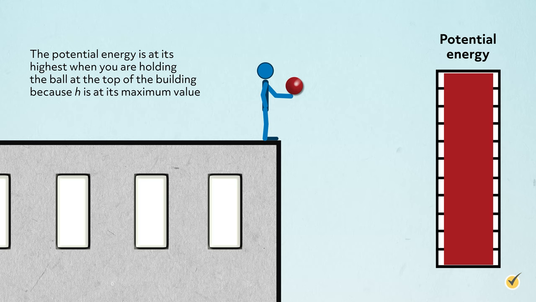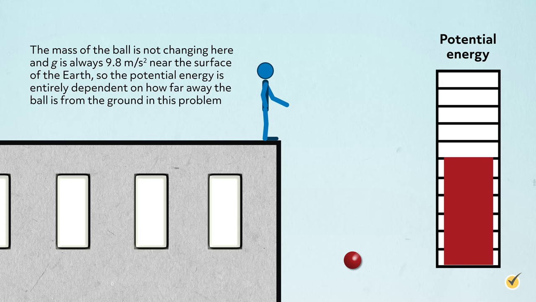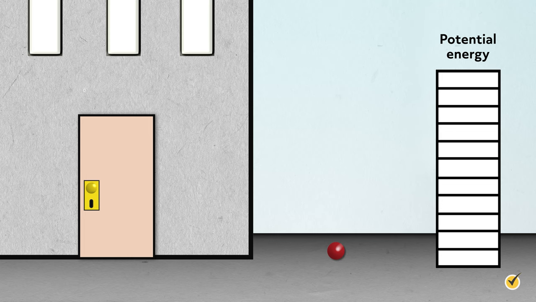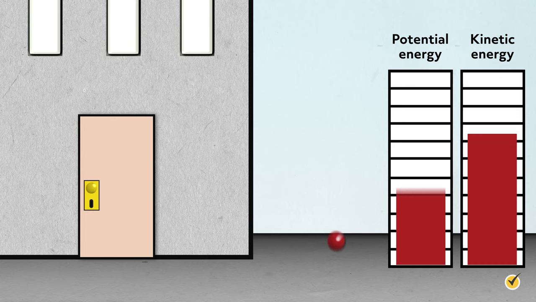The mass of the ball is not changing here, and g is always 9.8 meters per second squared near the surface of the Earth. So the potential energy is entirely dependent on how far away the ball is from the ground in this problem. When the ball hits the ground, it has no more potential energy. It's important to understand that during the fall from the top of the building to the ground, the ball has both kinetic and potential energy, and both are constantly changing.